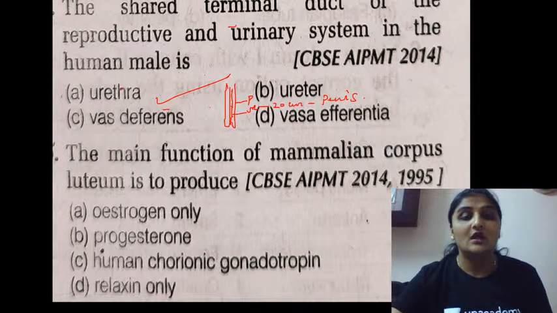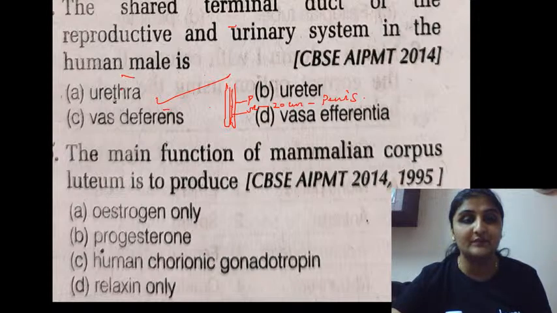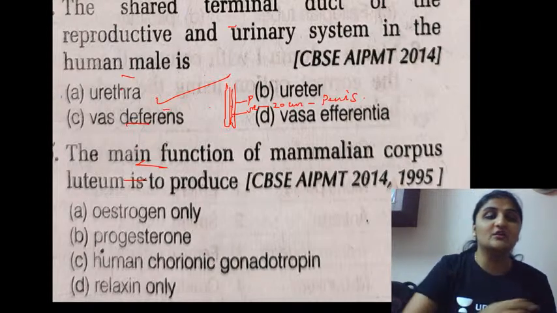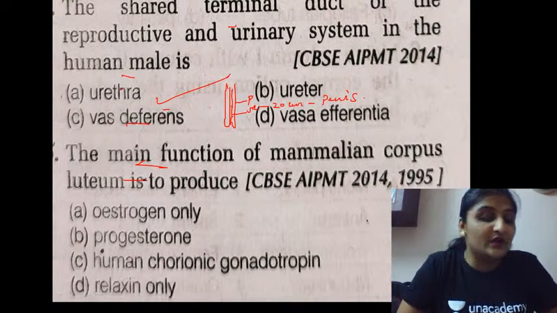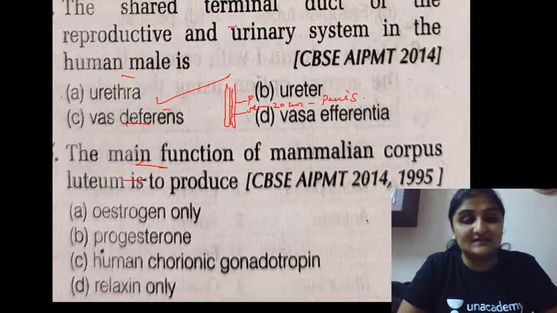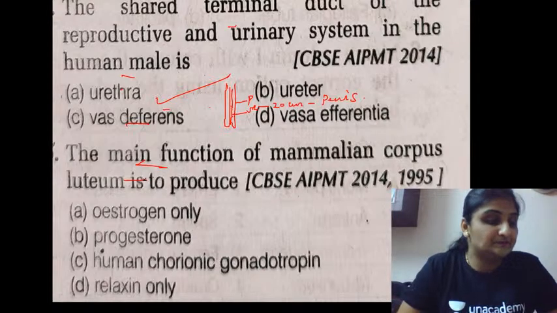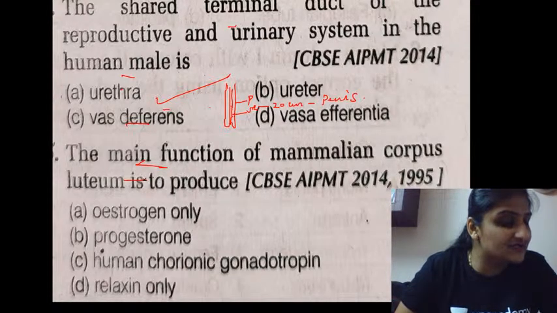Next one. The main function of mammalian corpus luteum is to produce. Quickly, fast, students. The main function of mammalian corpus luteum is to produce. Now this is related to the ovary, where you can see the corpus luteum. Quickly, students, what is the main use of corpus luteum? Everybody come up with the answers.